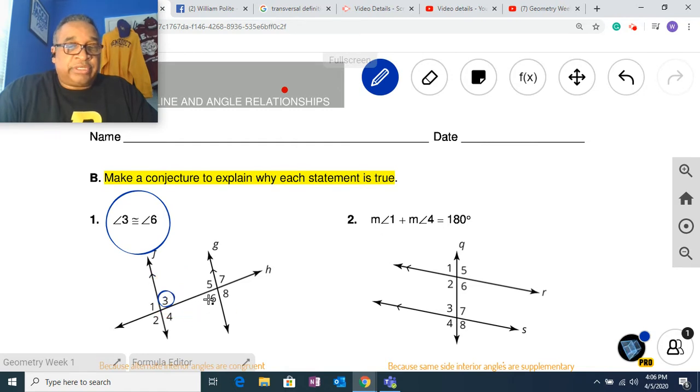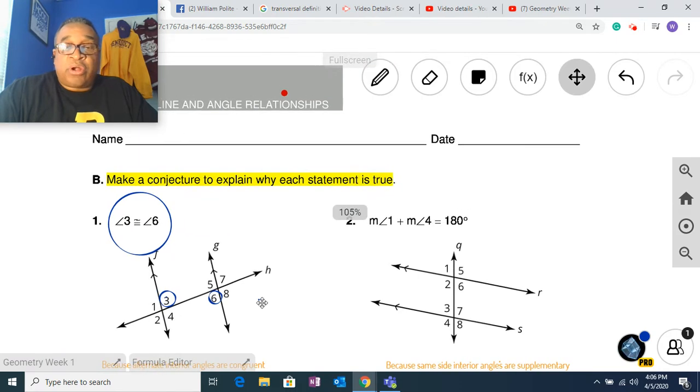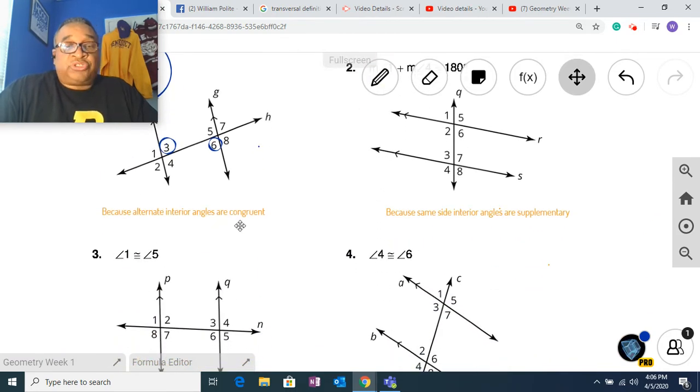And here's angle 6. Why are they saying that those are congruent? Well, they're alternate interior angles. Okay. And back from our chart, I won't keep going back to the chart, it says that alternate interior angles are congruent, or they have the same measure. So we can say that this is true because alternate interior angles are congruent.